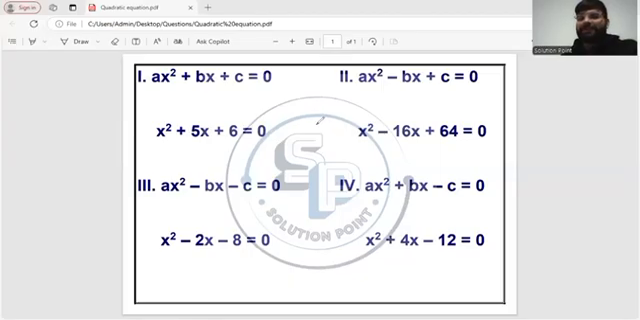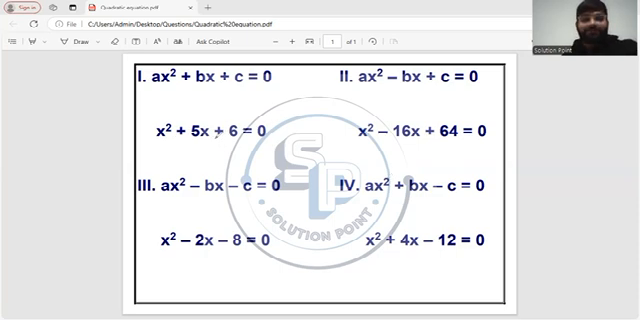Welcome to Solution Point. In this video, we will discuss how to solve quadratic equations with a shortcut. Here I have written four types of general quadratic equations which we usually have, with some examples. Let's solve these examples and then we can generalize for the general equations.